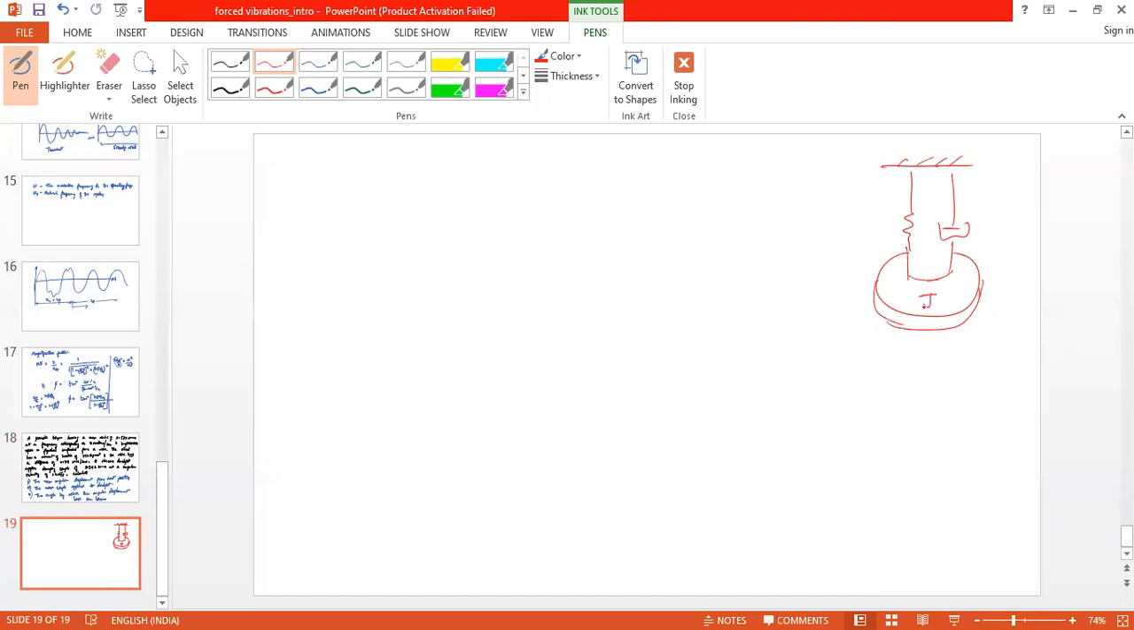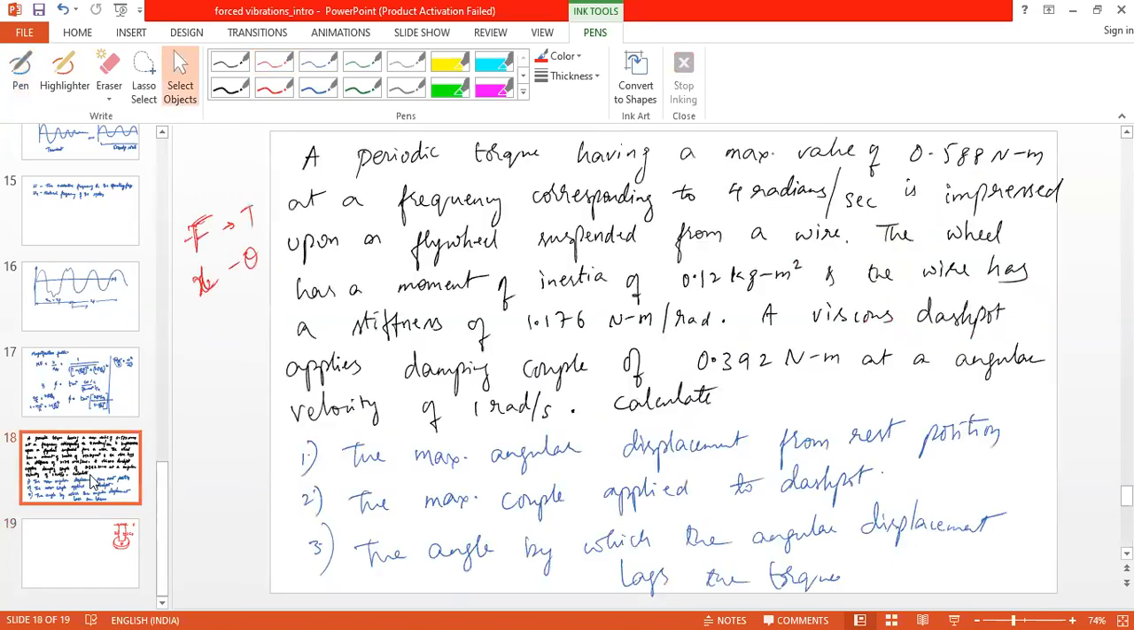This is the flywheel, with J as the moment of inertia, which is suspended with the help of a wire having a stiffness KT, and it is subjected to a couple also. That is CT, because C is the damping coefficient for the linear system, and CT is the damping coefficient for the torsional system. So now these values are given.